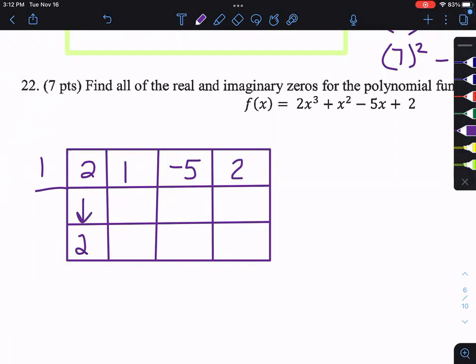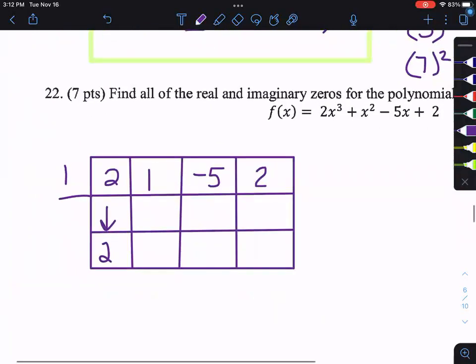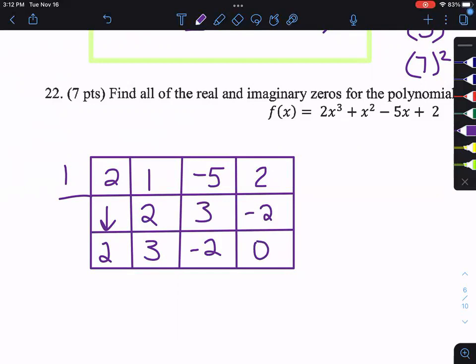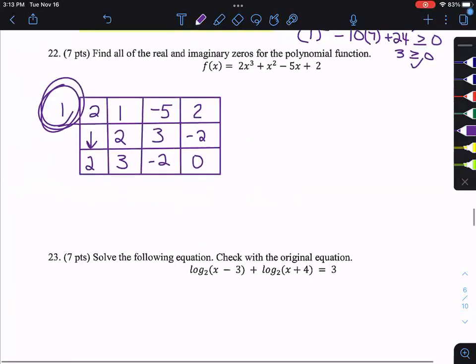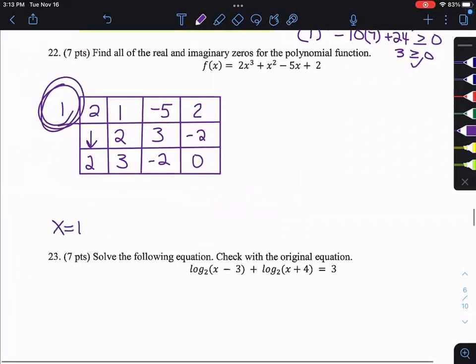So multiply to get the middle, 2 times 1 is 2. Add straight down to get 3. Multiply again to get the middle, 1 times 3 is 3. -5 plus 3 is -2. -2 times 1 is -2, and -2 plus 2 gives me 0. The remainder being 0 tells me that 1 is a 0 or a solution. So x equals 1 is part of my solution.